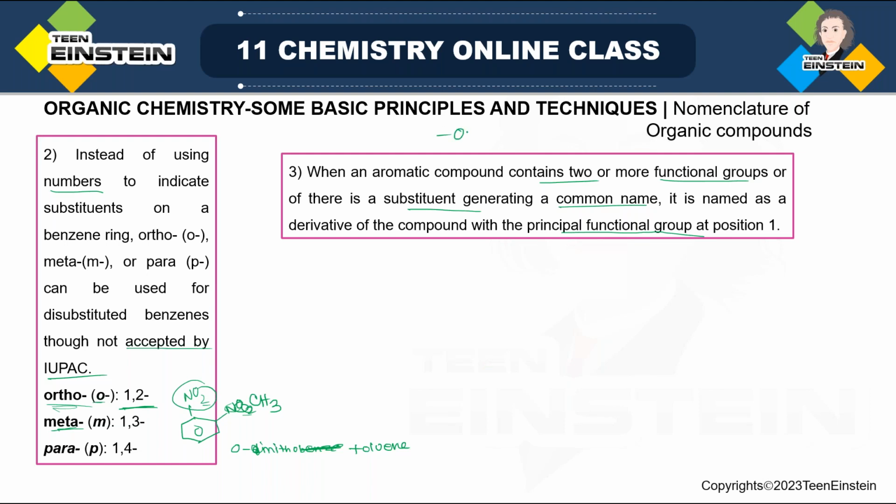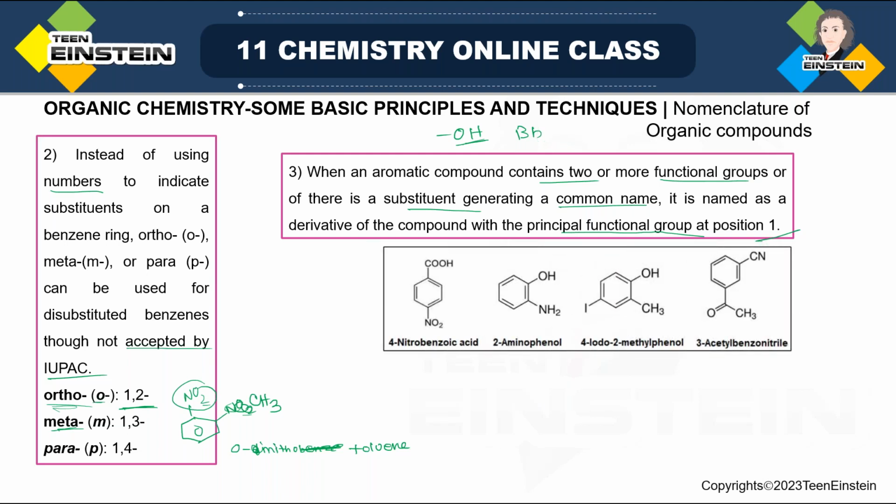So suppose you have an OH group, you also have Br. You have to give preference to OH, and OH will have number 1. It should be started from this principal functional group. So we will see some examples. Here we have a CO2H group, so it should start from this carbon as 1, 2, 3, 4. This is actually symmetrical. Whether you move left hand side, right hand, clockwise, anti-clockwise, it doesn't matter. So it is 4-nitrobenzoic acid.